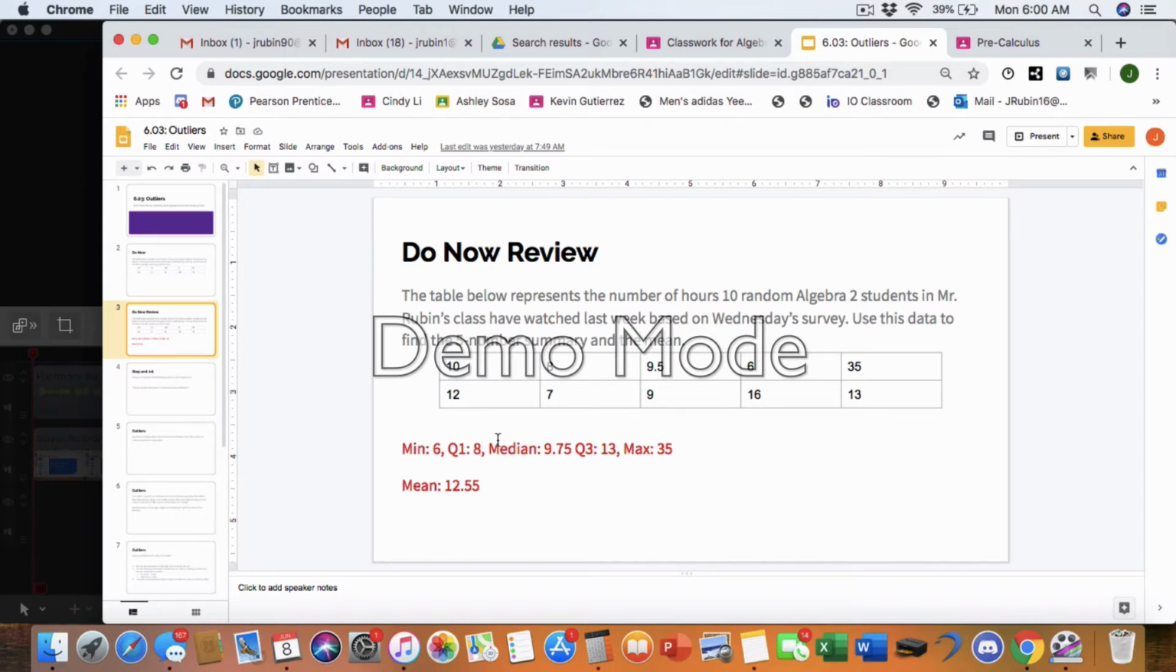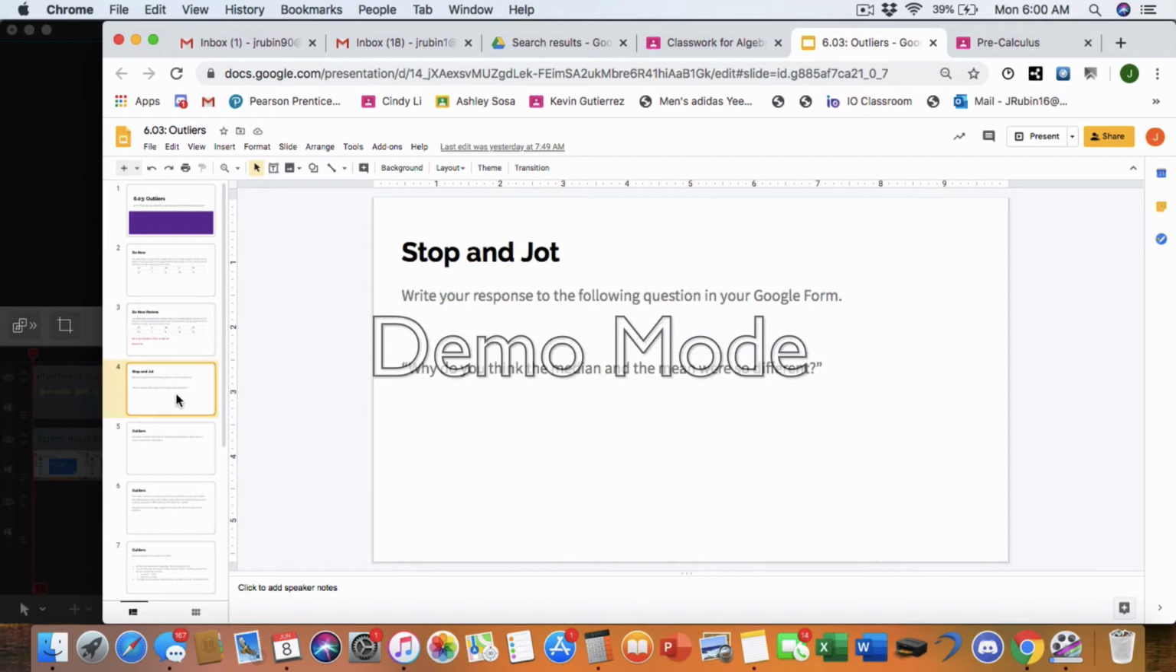Your min is 6, Q1 is 8, median is 9.75 because you had to average 2 out. Q3 is 13 and max is 35. My mean is 12.55. So now my question before we get into this lesson is, why do you think the median and the mean were so different? And I'm not going to give you an answer. You're going to learn why by the end of today's lesson.